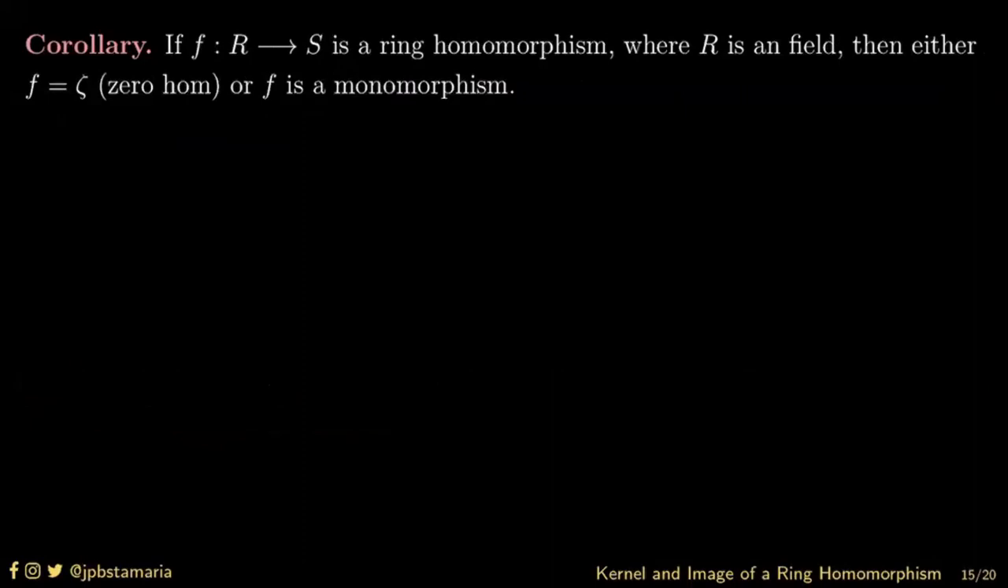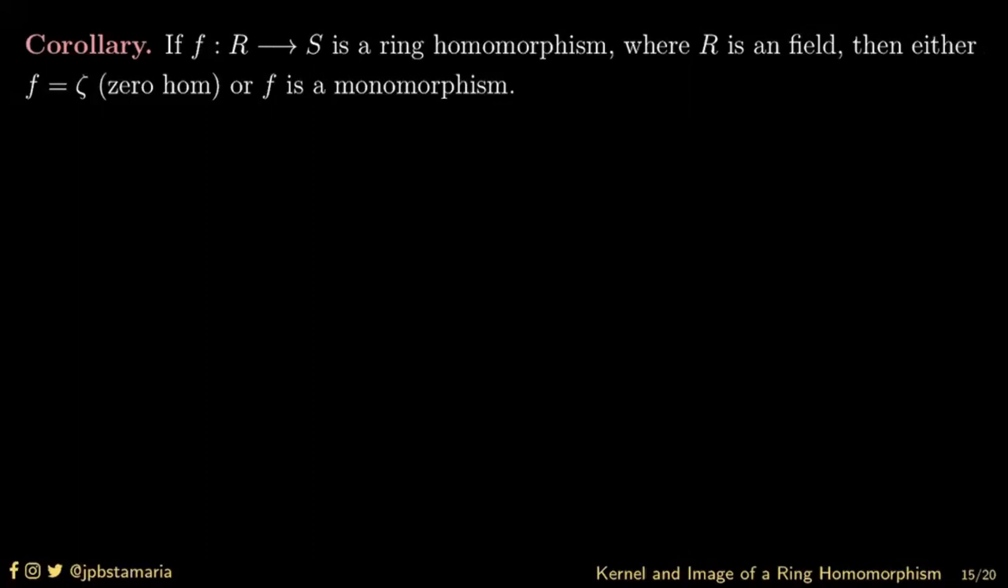We have the following as a corollary. I don't know why this is a corollary. Let's see. Sabi nito, if you get a ring homomorphism F from R to S, this time, R is not just a ring, but it is a field. Ano yung sabihin ng field? Commutative ring with unity, kung saan every non-zero element is a unit, or they all have multiplicative inverse as long as they are not zero. So yun ang sabihin ng field, no?